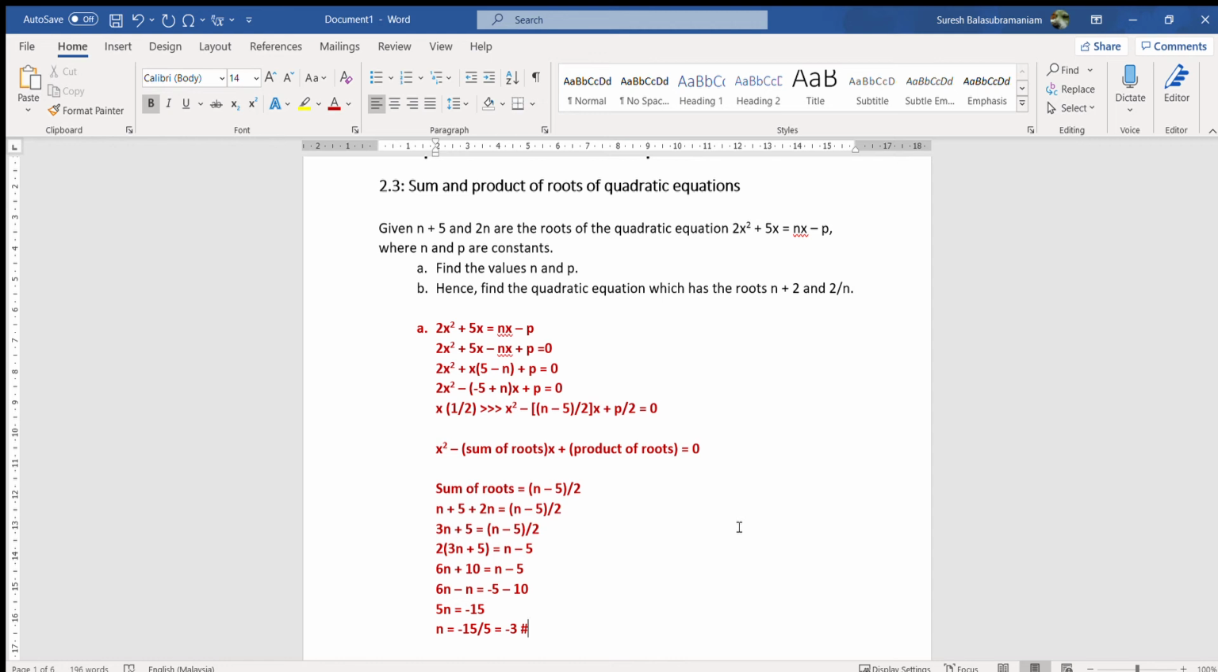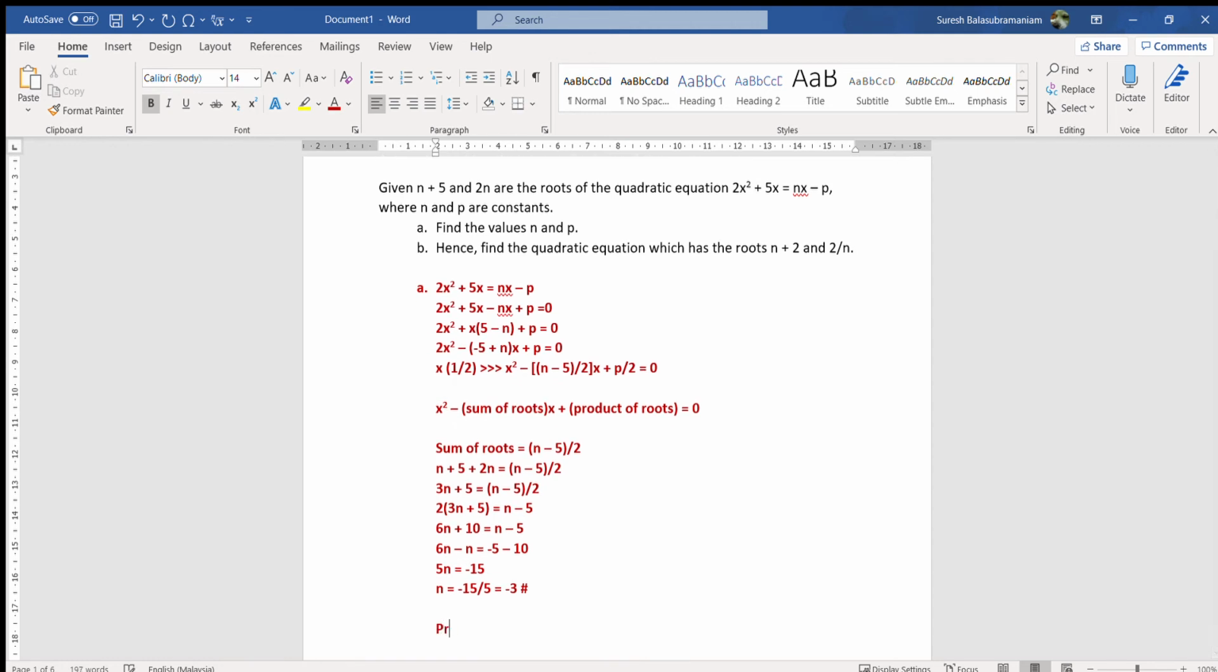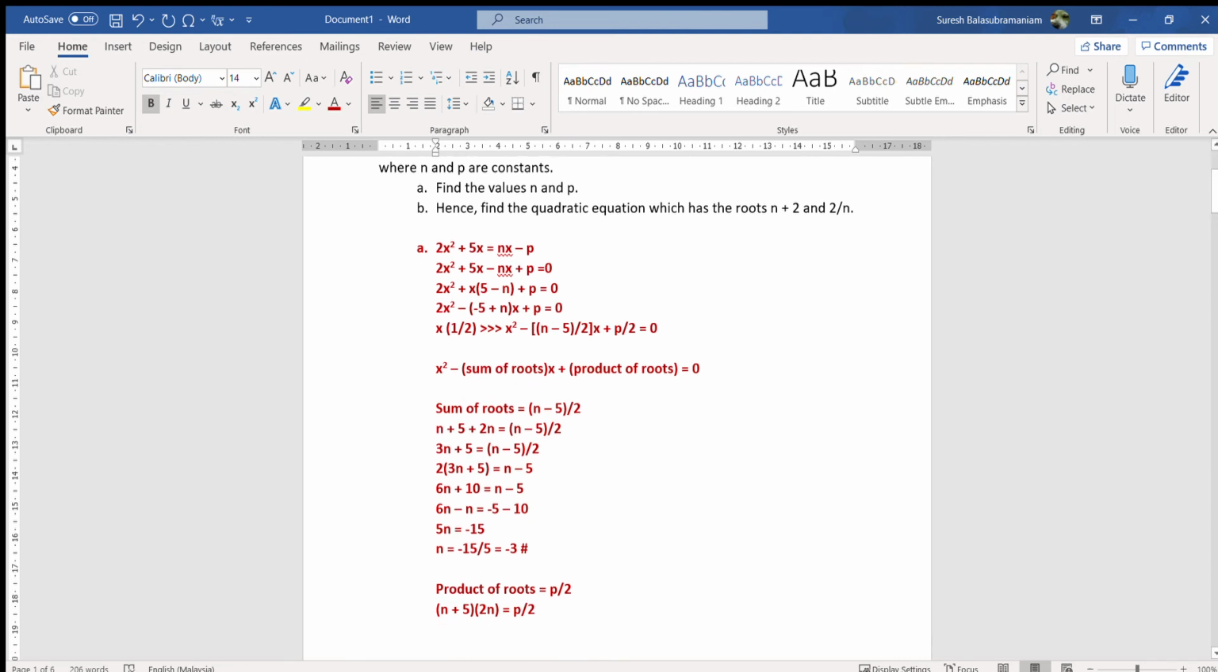Let us find the value of p. So to get the value of p, I'll do product of roots. What is the product of roots? So this is product of roots. We compare to this equation, it's p over 2. So what is the product of roots? It's n plus 5 multiply 2n equals p over 2. I can replace the n, we know the value of n from sum of roots.